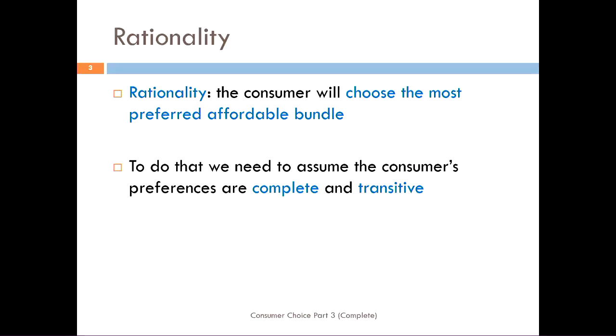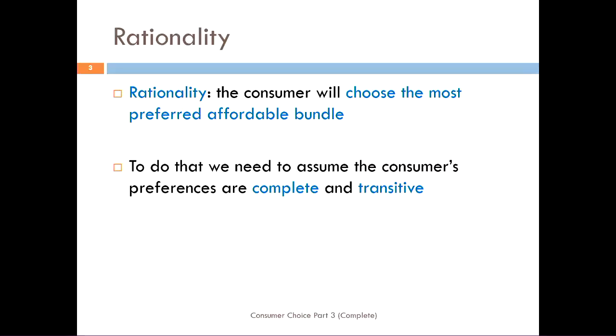A is better than B, but B is better than C, and C is better than A. And you just go around and around and around. Okay? So we need complete transitive preferences. That's what we mean by rationality here. As long as you have complete transitive preferences, then you can say, okay, I know what my most preferred affordable bundle is. And therefore we need that you choose that bundle.